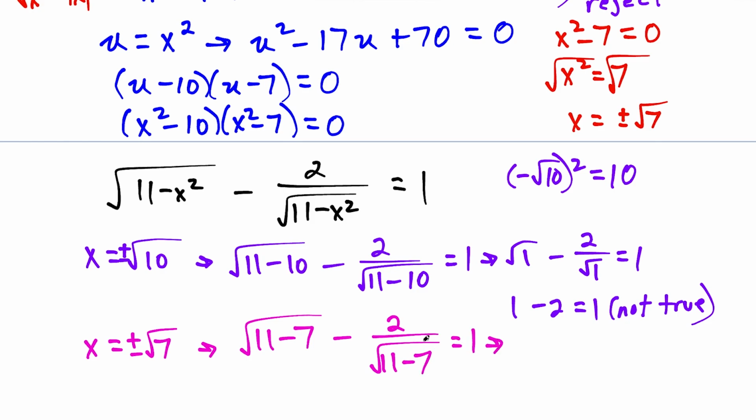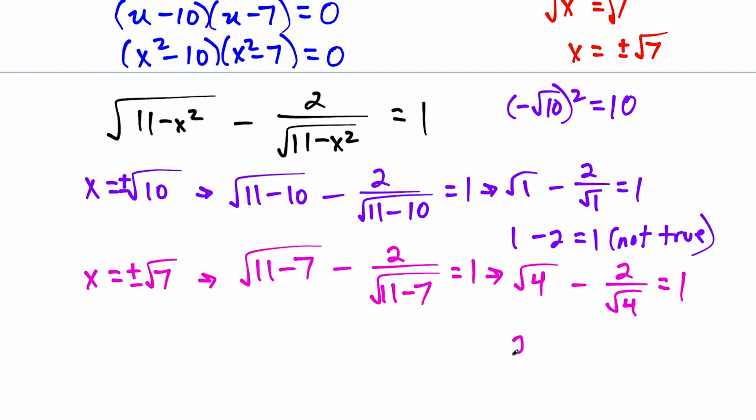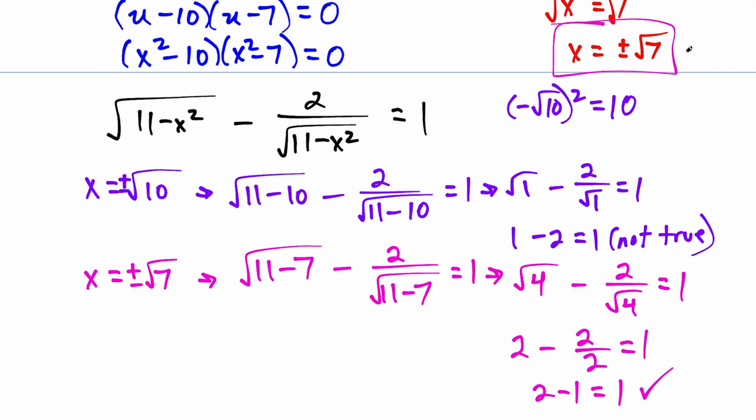And let's see what we get. We get 11 minus 7 under the square root, so we get the square root of 4, and then minus 2 over the square root of 4 is equal to 1. So now we have the square root of 4 is equal to 2, and we have 2 minus 2 over the square root of 4, which is 2, equals 1, and this gives us 2 minus 1 equals 1, which is true. So these are our two solutions.